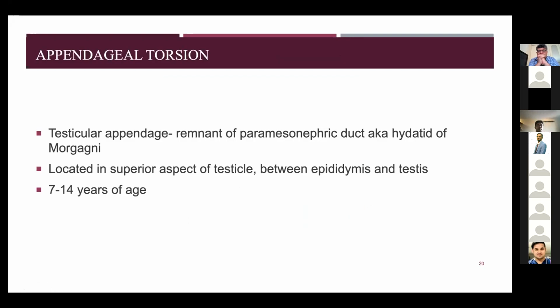So moving on to appendageal torsion. The testicular appendage is a pedunculated mass that is a remnant of the paramesonephric duct, also known as the hydatid of Morgagni. It is located in the superior aspect of the testicle, between the epididymis and testes. The incidence of appendageal torsion is usually at 7 to 14 years of age.